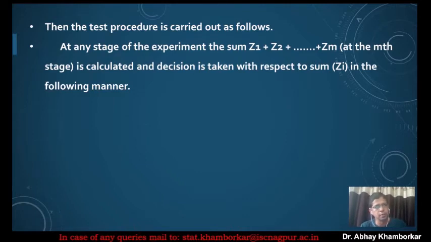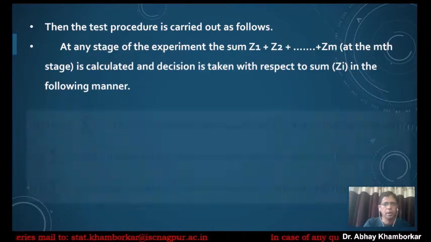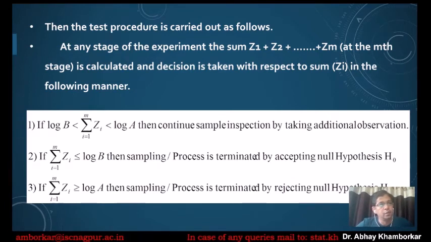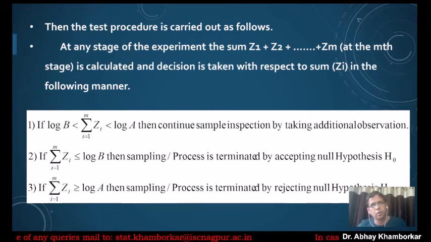So summation zi at the mth stage is calculated, and then the decision is taken with respect to summation zi in the following manner. I am now using summation zi, which is nothing but log of p1m upon p0m. So wherever there was a, I will write log a, and wherever there was b, I will write log b, and therefore the decision will be taken on the basis of this criteria. In the first criterion, earlier it was b less than p1m upon p0m less than a. Now, as you can see in the first line, I have written: if log b is less than summation zi less than log a, then continue the sequential testing by taking additional observations.